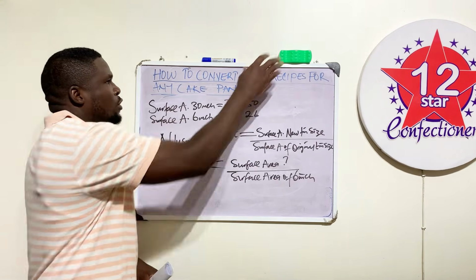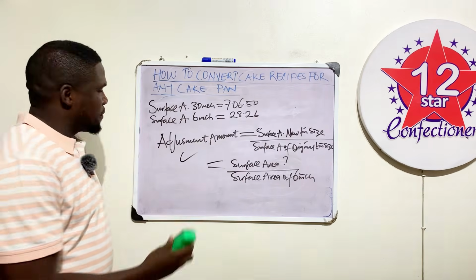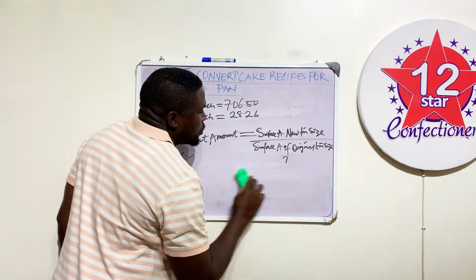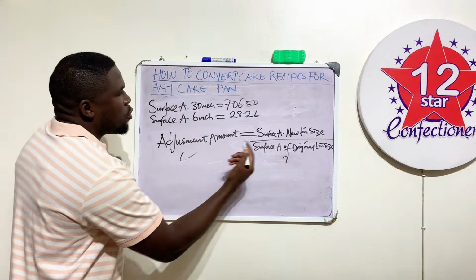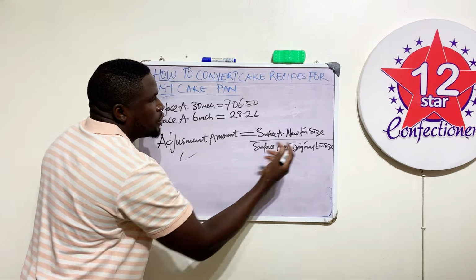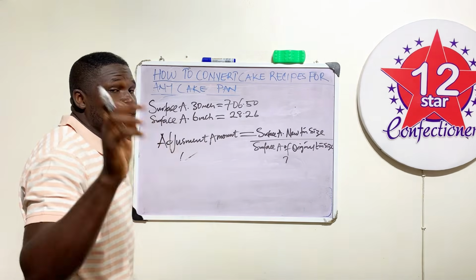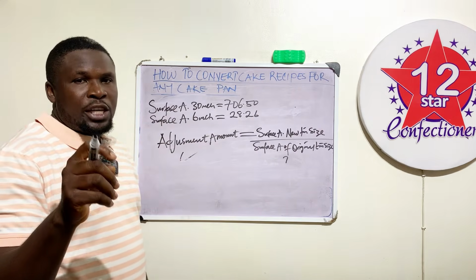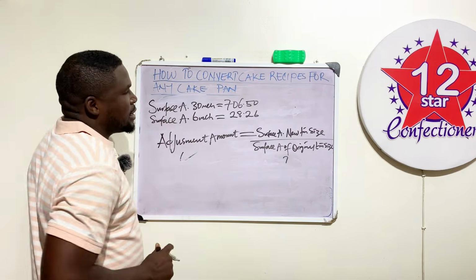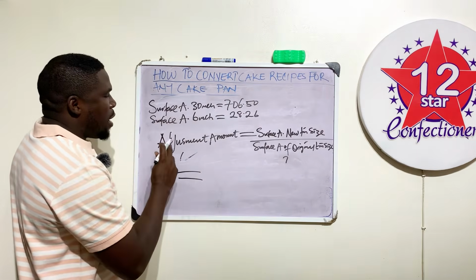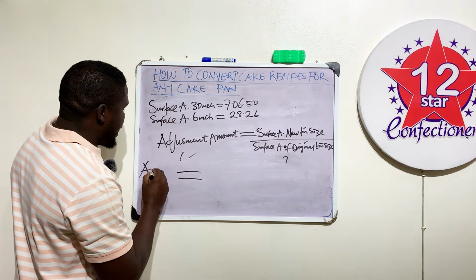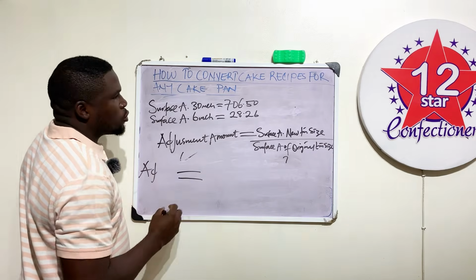So in this course, I don't know if you understand it. I want to clean so that we input these figures in our formula. From our formula we now have the surface area of the new tin, the one the customer asked you to bake, which is your 30 inches cake pan. So we now have that in this formula, equal to our adjustment number. Our AD is equal to what?